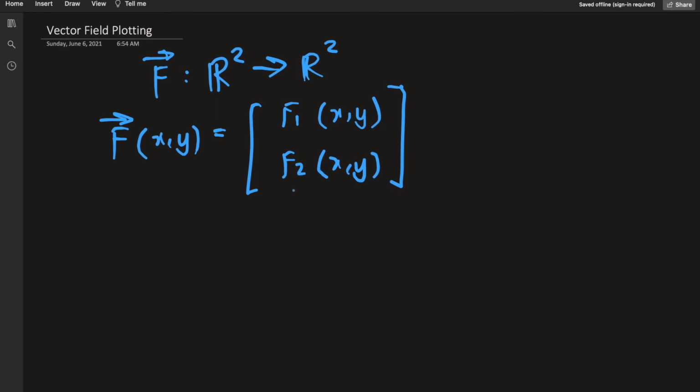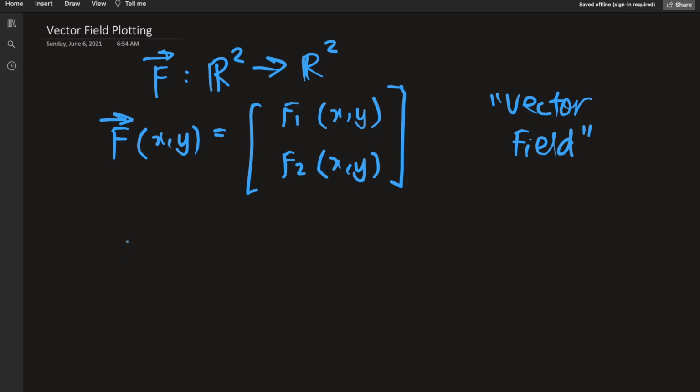Now, this is a vector field because your output space is two dimensional. It's not R, it's R2. And as I said, you can't really define a gradient of this in elementary terms. You need to introduce the notion of tensors.